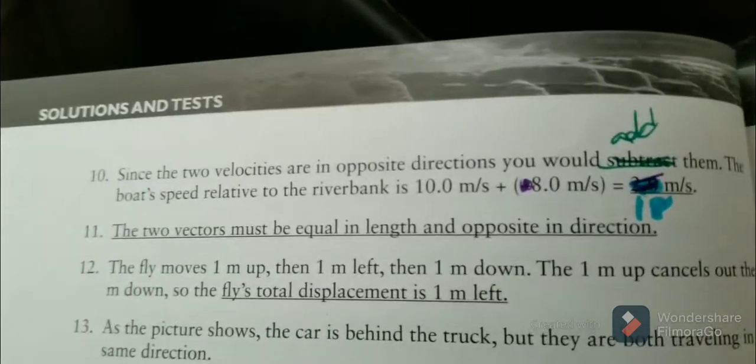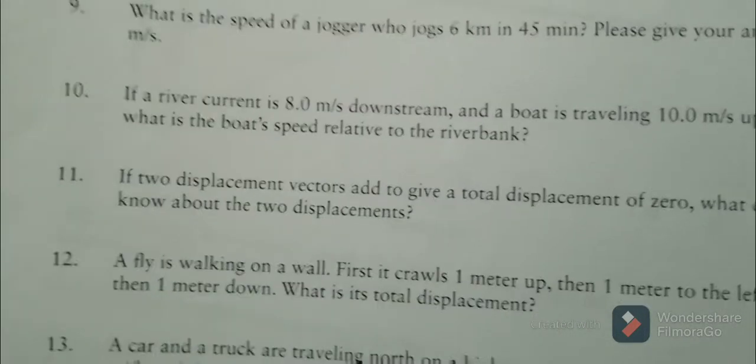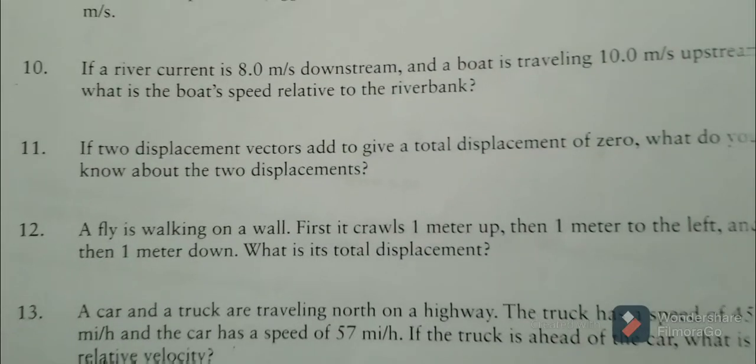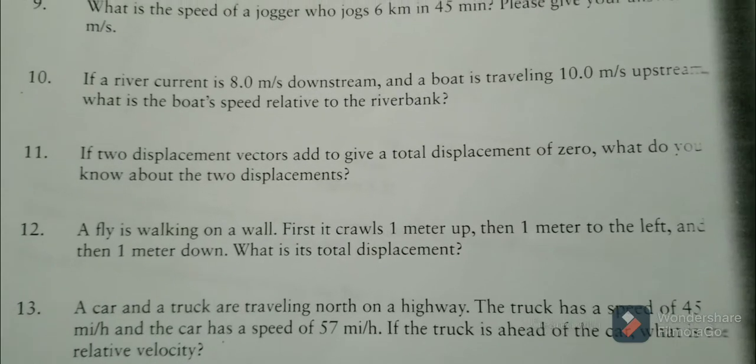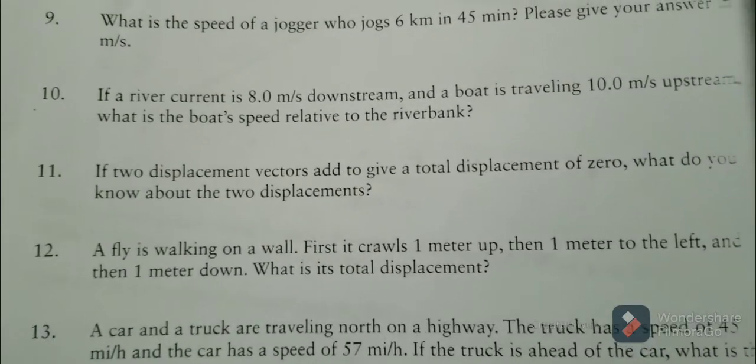Okay? So, all right. Oop, we saw the answer to the next one. No cheating. All right, so we're on 11. If two displacement vectors add to give a total displacement of 0, what do you know about these two displacements?